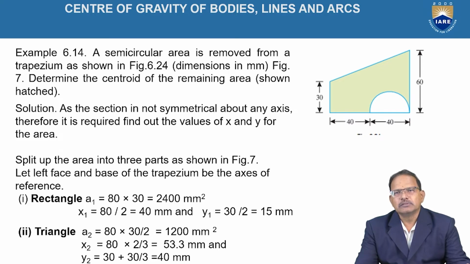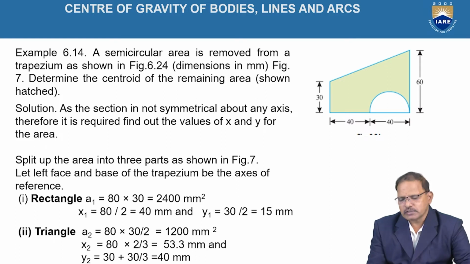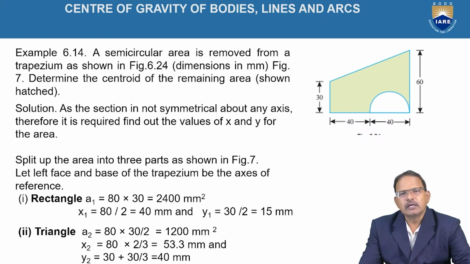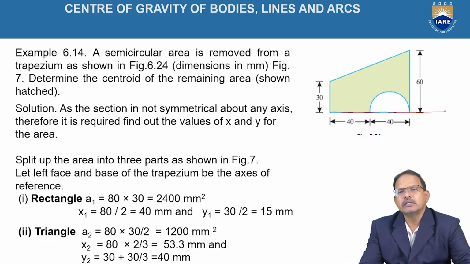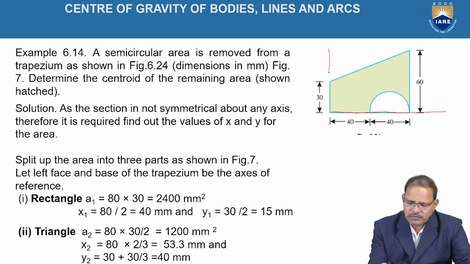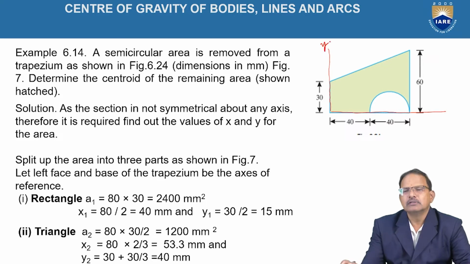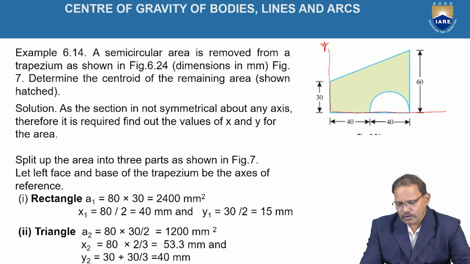In this problem, since the section is not symmetrical about the horizontal or vertical axis, it is required to find the coordinates xc and yc with respect to reference lines. Generally, if the object is symmetrical, the symmetrical lines are chosen as reference lines. Otherwise, the line passing through the bottom of the figure in horizontal position is treated as the x-axis, and the vertical line as the y-axis. With respect to these axes, we have to locate the position of the centroid.